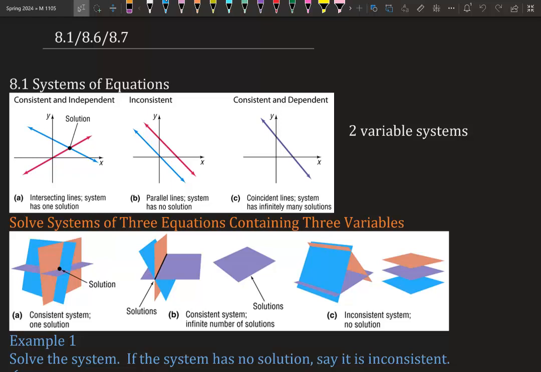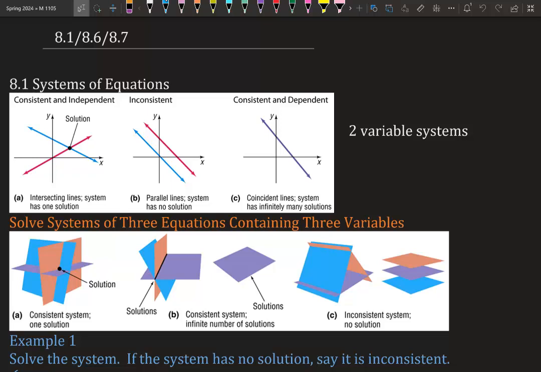Chapter 8. So Chapter 8 consists of sections 8.1, 8.6, and 8.7, but we don't cover everything. We pull things from these sections, and I just created it as one section of notes. This covers three sections of Chapter 8, but just select things from each section. So this is from 8.1, Systems of Equations.